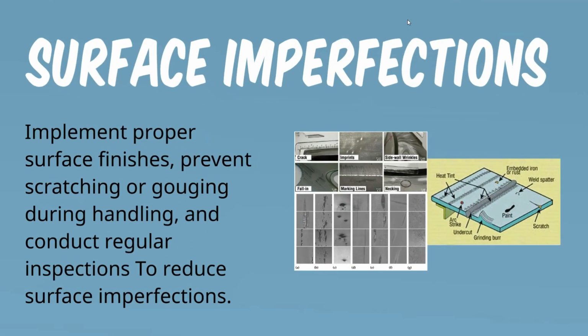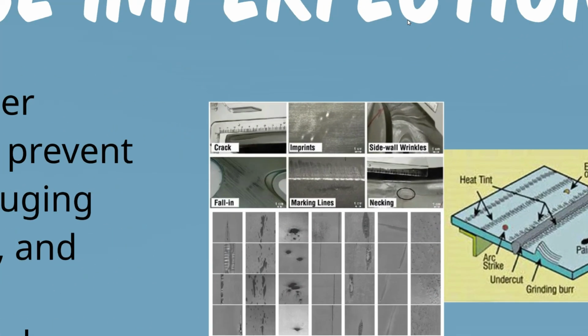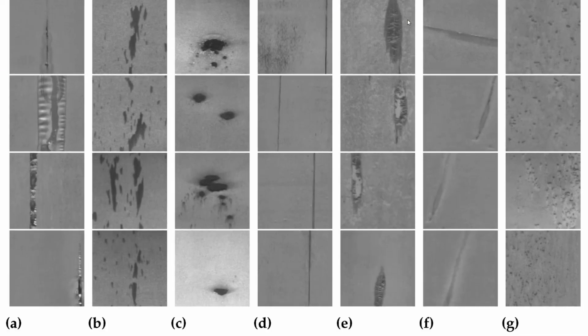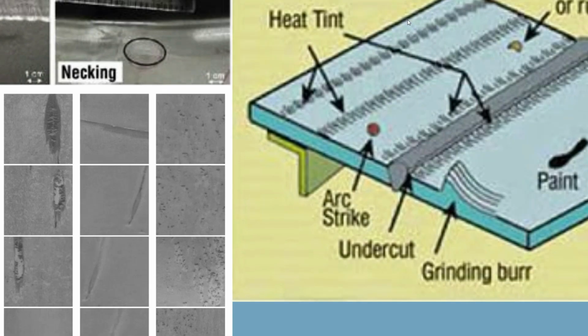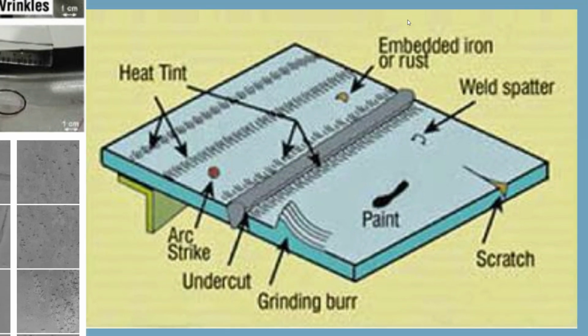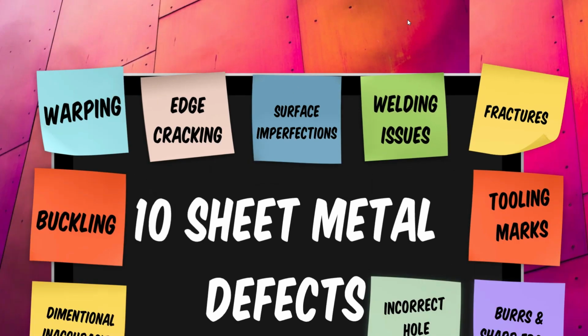5. Surface imperfections. Surface defects are small concave imperfections that can develop during forming of material. Implement proper surface finishes, prevent scratching or gouging during handling, and conduct regular inspections to reduce surface imperfections.